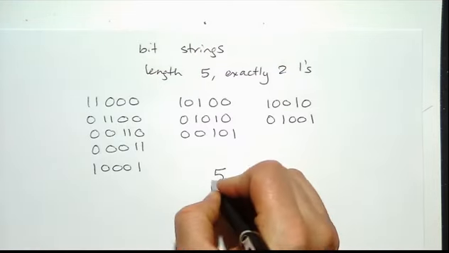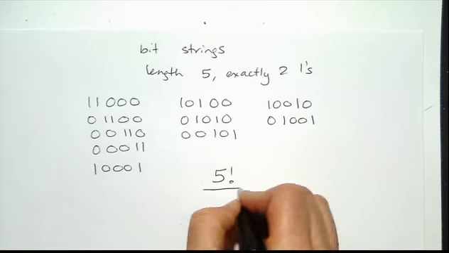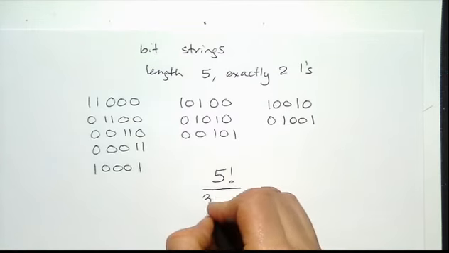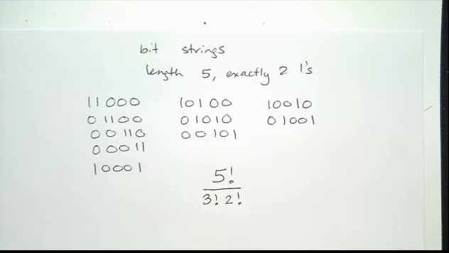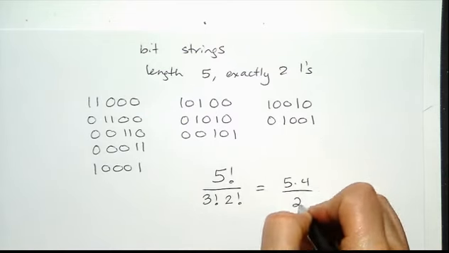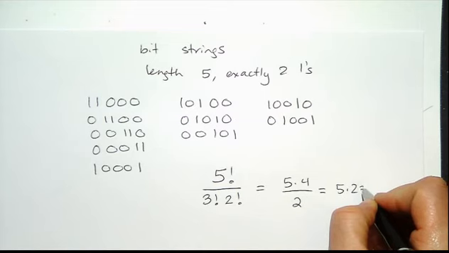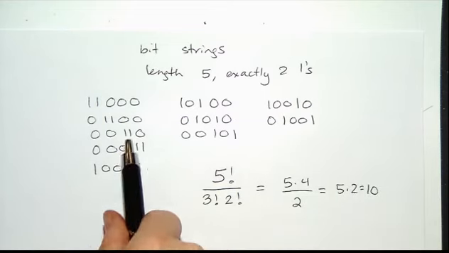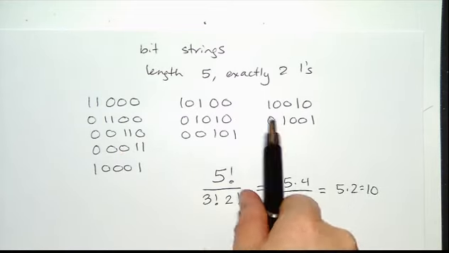We have 5 positions. We're going to choose 2 of them. So it should be 5 times 4 over 2, which is 5 times 2, which is 10. 1, 2, 3, 4, 5, 6, 7, 8, 9, 10. Amazing.